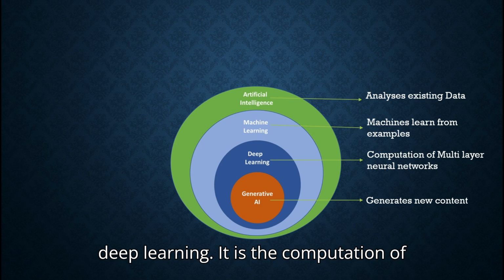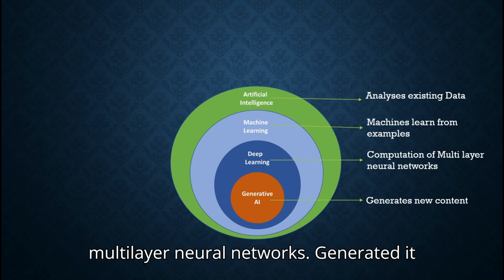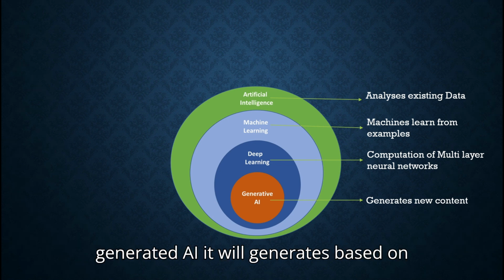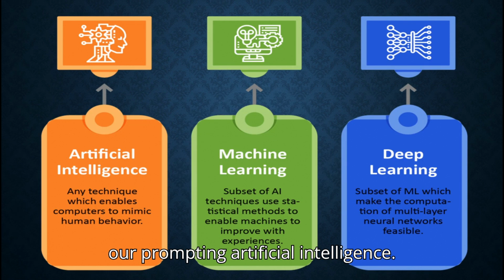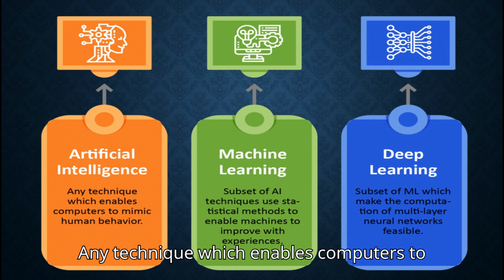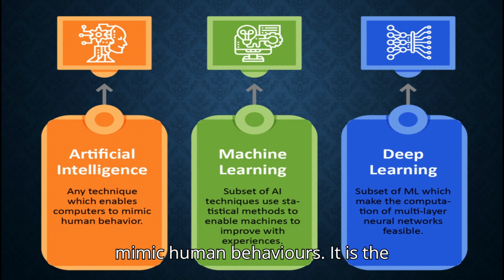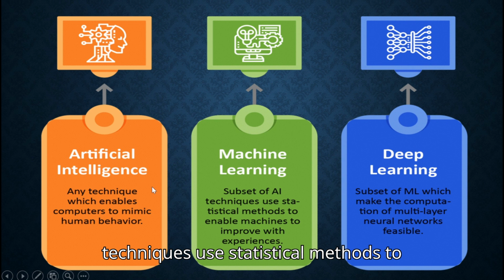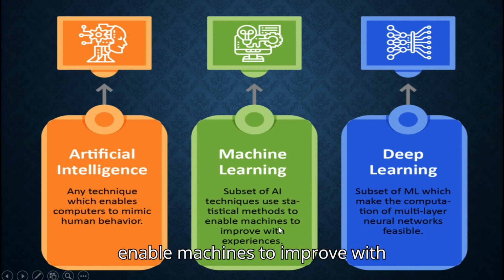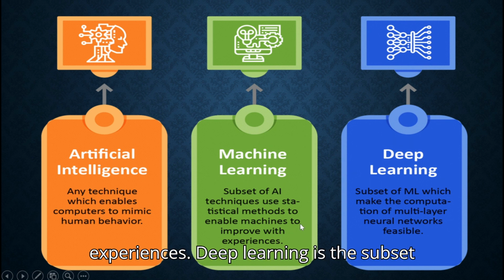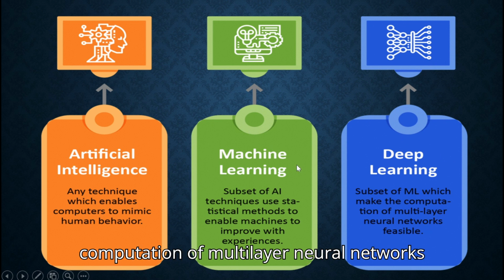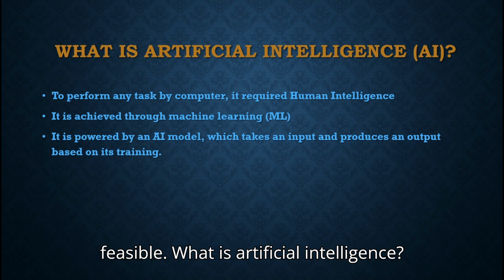Deep learning is a computation of multi-layer neural networks. Generative AI will generate new content based on our prompting. Artificial intelligence is any technique which enables computers to mimic human behaviors. Machine learning is the subset of artificial intelligence techniques that use statistical methods to enable machines to improve with experience. Deep learning is the subset of machine learning which makes the computation of multi-layer neural networks feasible.